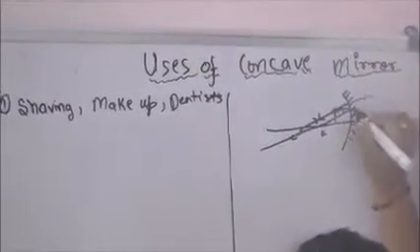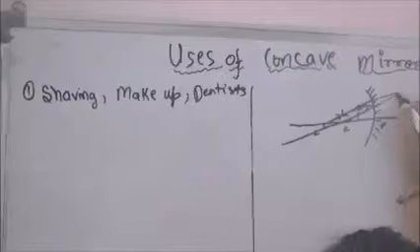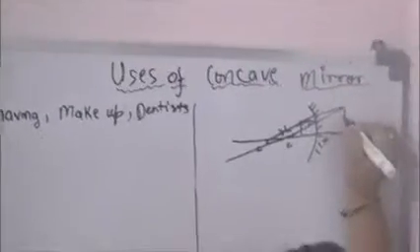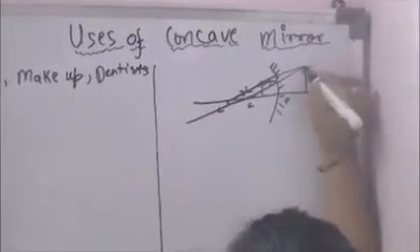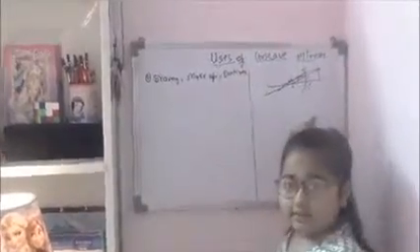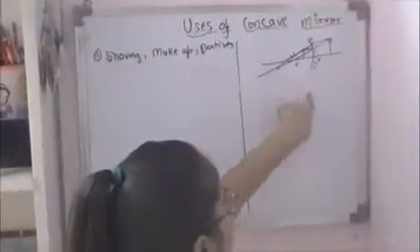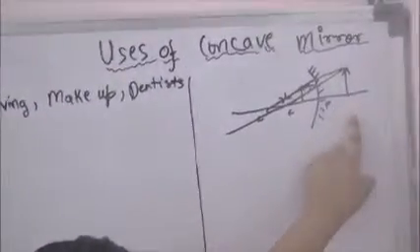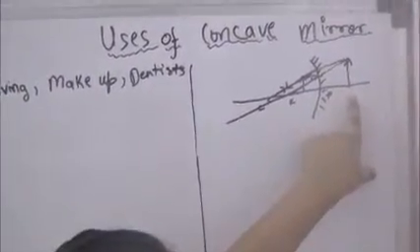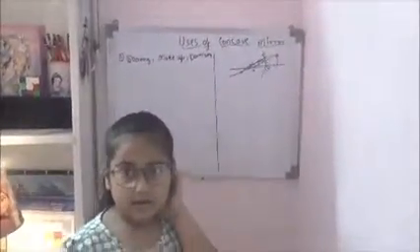Now I extend both these rays backwards and meet at this point. As I told you, the image formation by concave mirrors. If you remember this diagram, when object is between P and F, the image formed is virtual, erect and magnified. So, because concave mirror forms a magnified image, we use it in shaving mirrors, makeup mirrors, or dentists use it. Now, the next use.